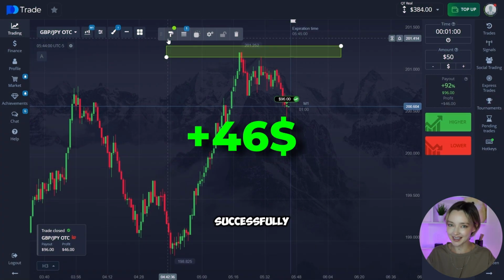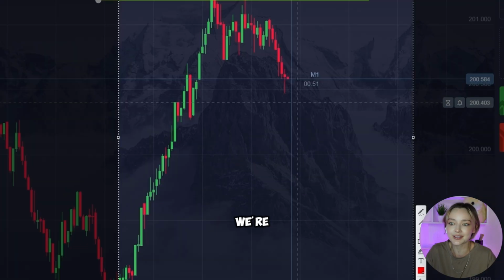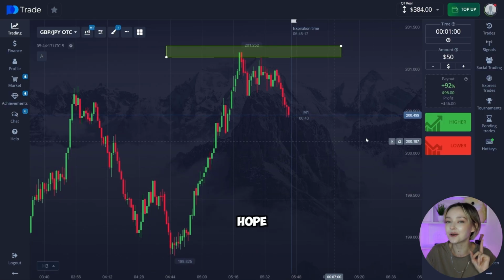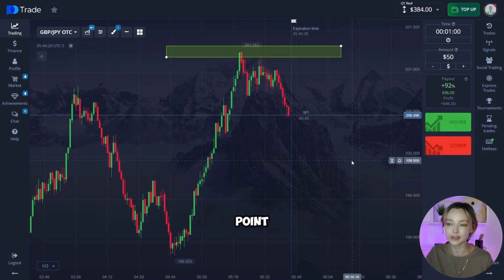Yep, our trade successfully closed in a profit, and as we can see, the price might as well keep going further down with little corrections along the way, but I think we're done with this asset. So that's how we managed to earn some funds today. I hope you did too. I also hope you were watching carefully and got the whole point of the strategy.